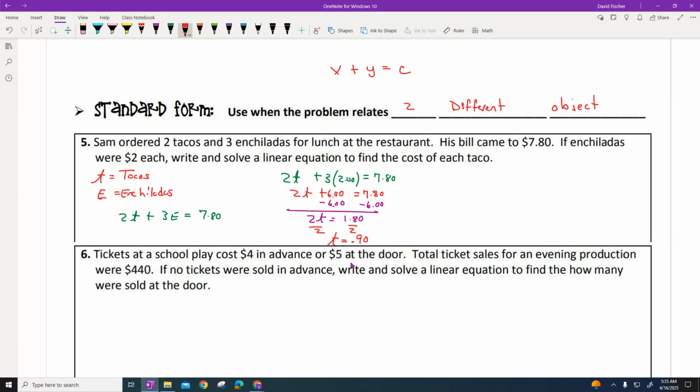So T equals 90 cents. So this is why it's good to have a key over here. The tacos cost 90 cents each. So you can put 90 cents like this, or you can put 90 with a dollar sign there. It's 0.90 of a dollar, so either one would be an acceptable answer. Okay.